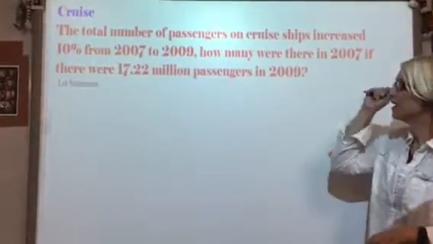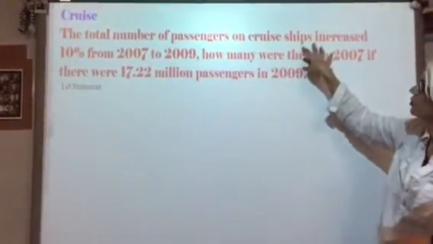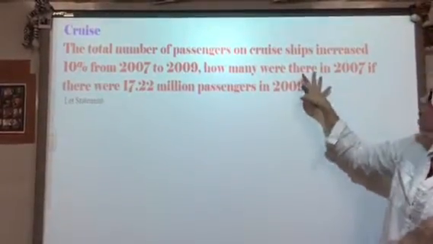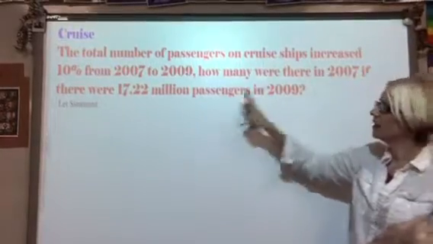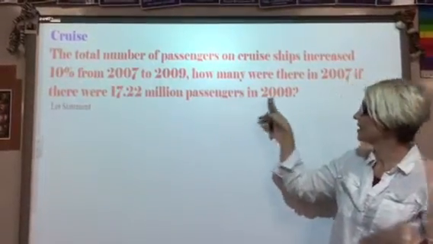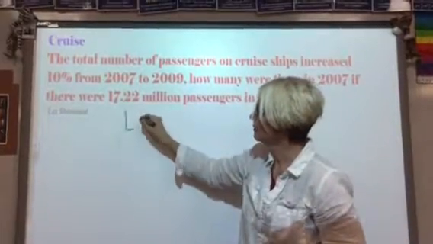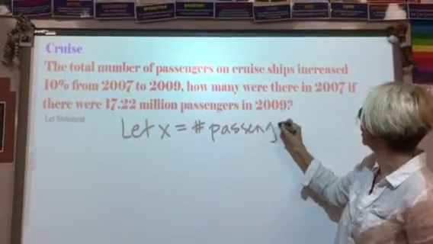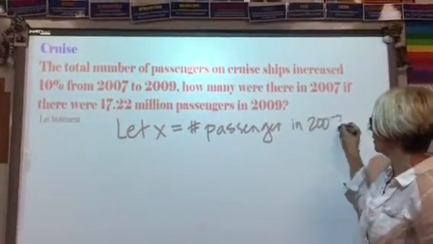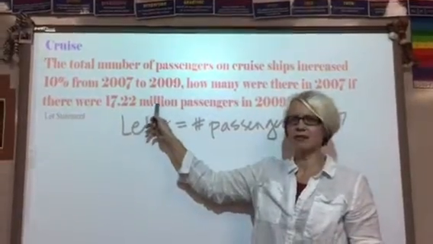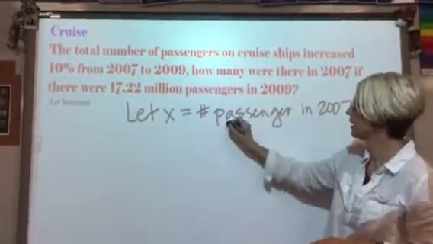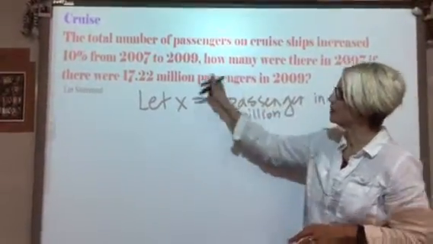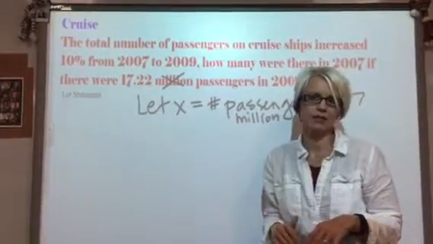Okay. Here's a real life situation. The total number of passengers on cruise ships has increased 10% from 2007 to 2009. So we want to know how many were there in 2007 if there were 17.22 million passengers in the year 2009. So we start with the let statement. Let x be the number of passengers in 2007. And I kind of want to leave this million out because I don't really want to work with it. So I'm going to say that this is going to be the number in million passengers that we have. So that I can just cross that out and just work with the 17.22.